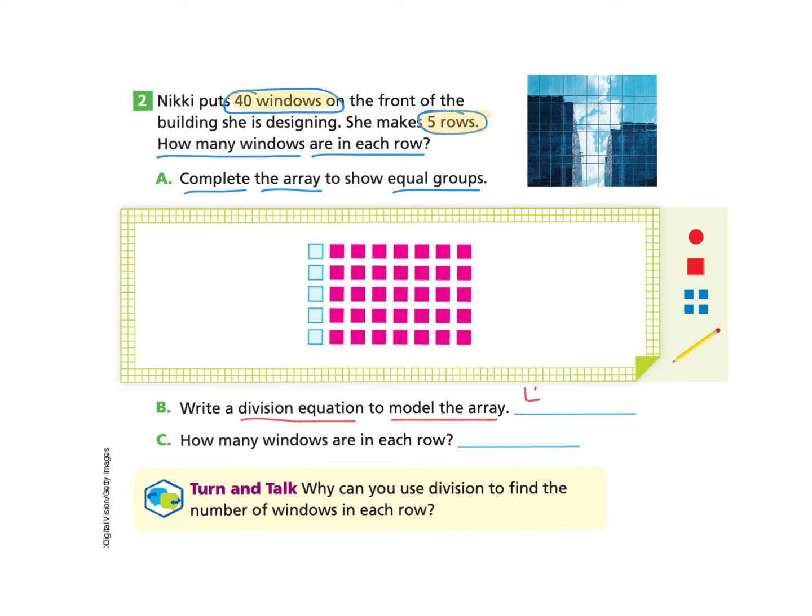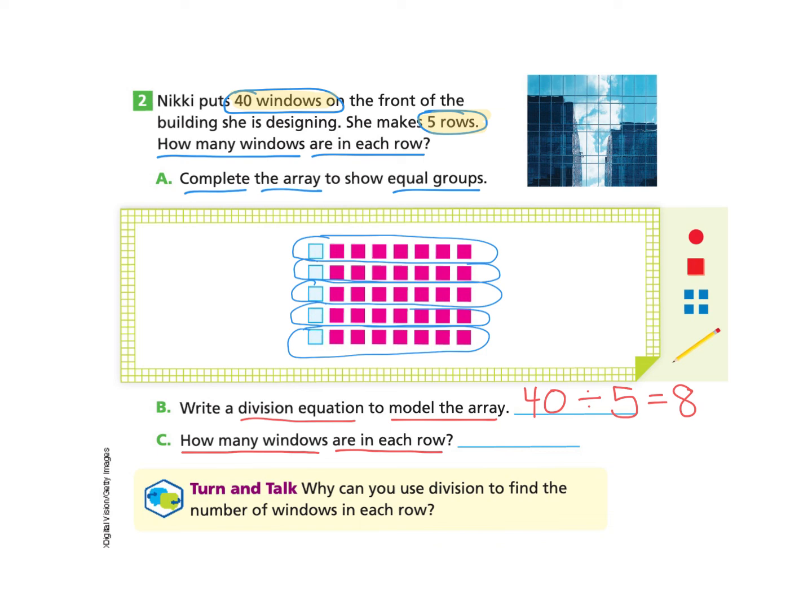All right, we had 40 windows to start with, and we divided them, here's my division symbol, into 5 rows. And when we did that, we found that there were 8 equal groups. So 8 is our quotient, our answer to this division problem, which allows us to answer the final question, how many windows are in each row? And that would be 8 windows.